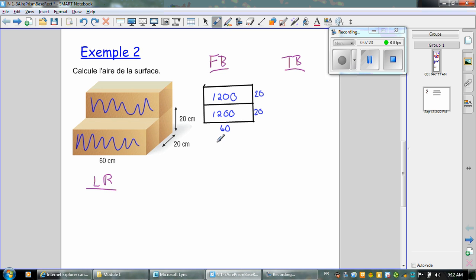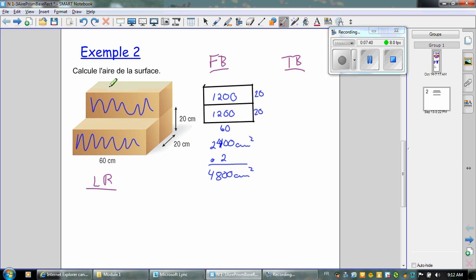So my total surface area for the front will be 2400 centimeters squared. And because it's the front and the back, I double to get 4800 centimeters squared.